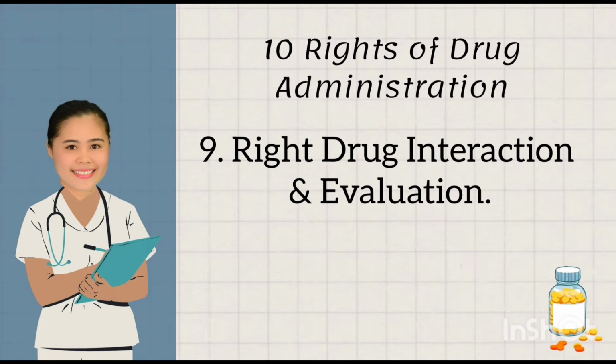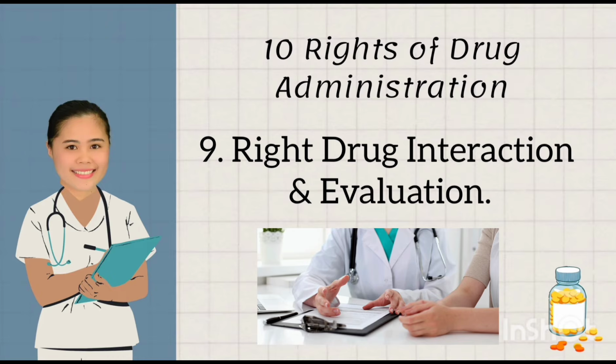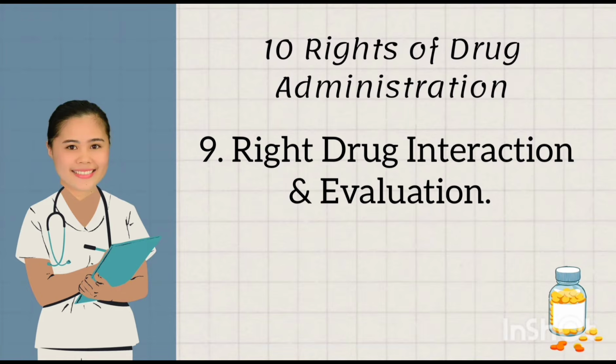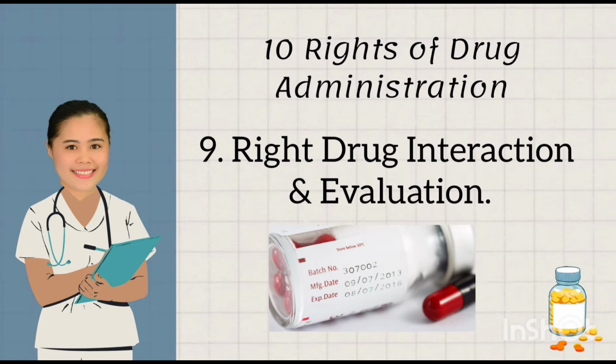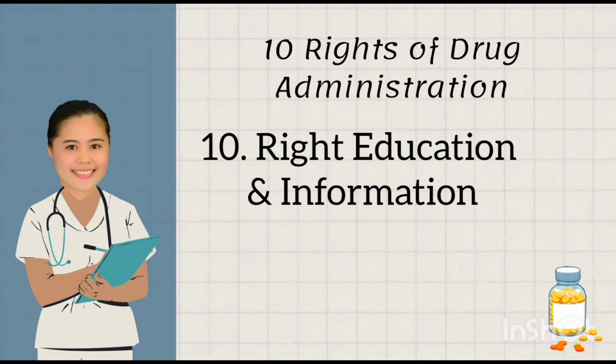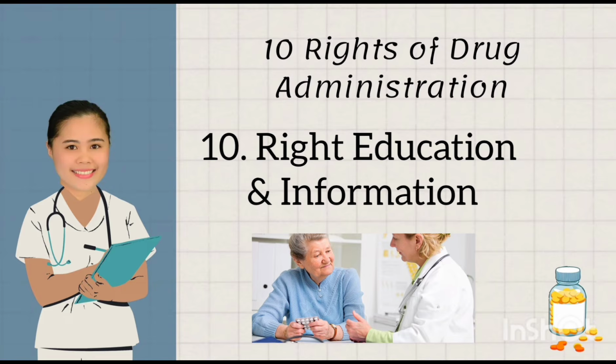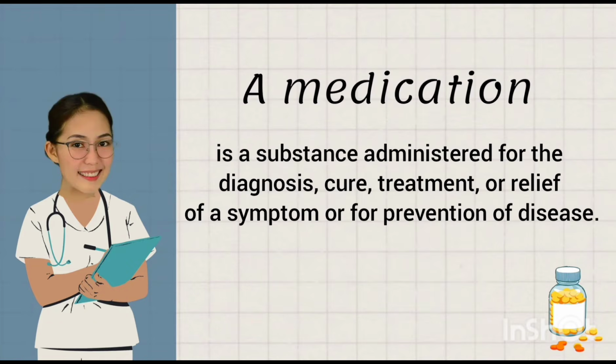Ninth, right drug interaction and evaluation. Review any medications previously given or the diet of the patient that can yield a bad interaction to the drug to be given. Check also the expiry date of the medication being given. Tenth, right education and information. Provide enough knowledge to the patient of what drug he or she would be taking and what are the expected therapeutic and side effects.